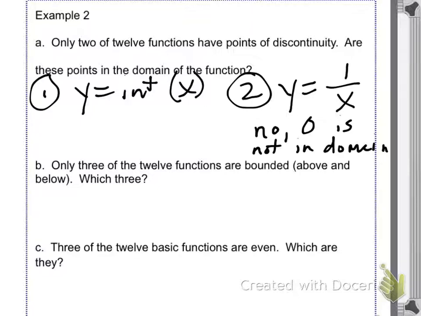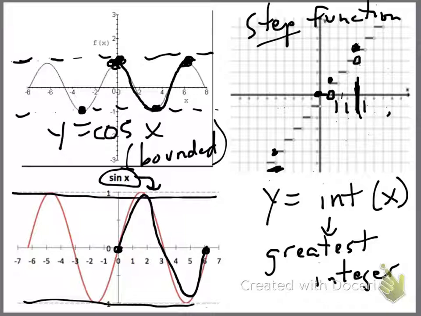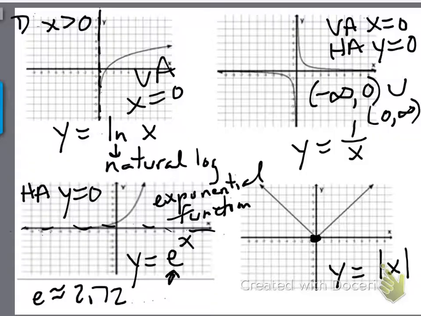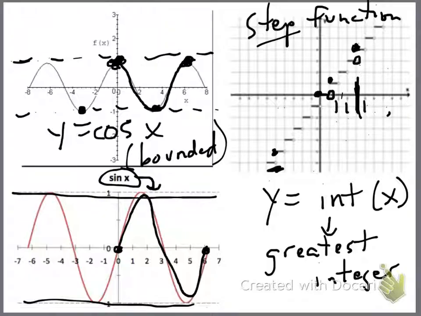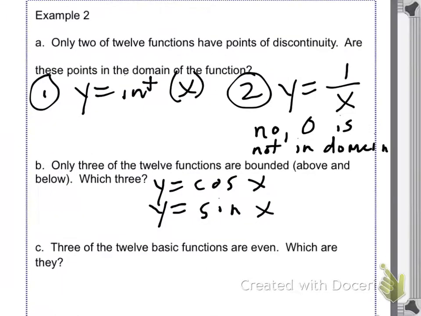3 of the 12 functions are bounded. Which 3? Well, one of them is cosine x. One of them is sine x. Okay, we talked about those before. Now let's look back. Okay, cosine and sine are bounded above and below. It doesn't appear as any others, if there's any others. So once again, 2. I think there's another function that was mentioned that we're not going to talk about. So definitely these two.